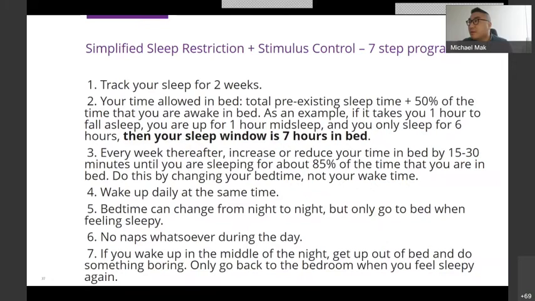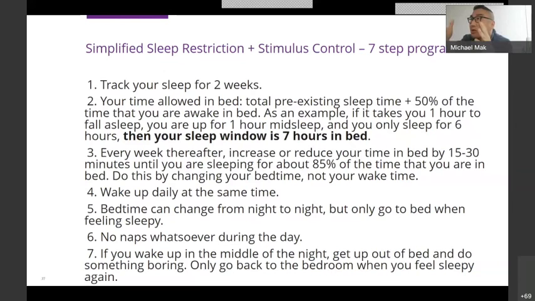So one example: if you're a person with insomnia, there's going to be a definite period of time, maybe 1 or 2 hours, when you're wide awake but trying to sleep, right? So as an example, if it takes you 1 hour to fall asleep and you're up in the middle of the night for 1 hour, then you're only sleeping for 6 hours of the 8 hours total. Using this calculation, your sleep window is 7 hours in bed. It took you an hour to fall asleep, and you're up for an hour in the middle of the night. So those are 2 hours that you're not sleeping while you're lying in bed, and you're only sleeping 6 hours. So you take the 2 hours, divide by two, and add that to the time you're actually asleep, and that's your sleep window in bed.